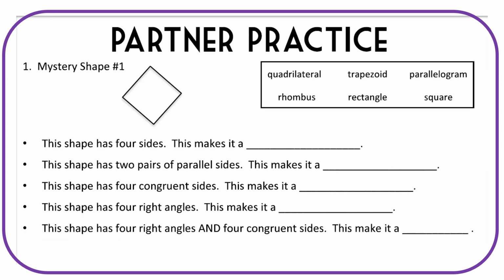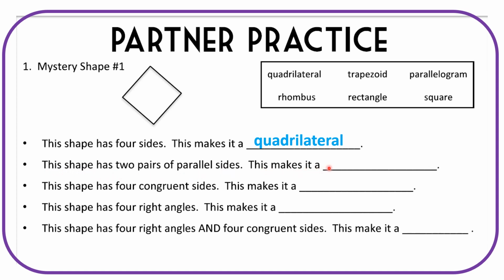Let's get started with problem 1, mystery shape number 1. These problems here are a little bit different from the ones we did. Here you have a word bank to the top right, and what you're supposed to do is use one of these words in the blanks at the bottom. One of them you will not use, and we'll figure out which that one is at the end. Let's start with the first one. This shape has 4 sides. This makes it a blank. A 4-sided figure is called a quadrilateral.